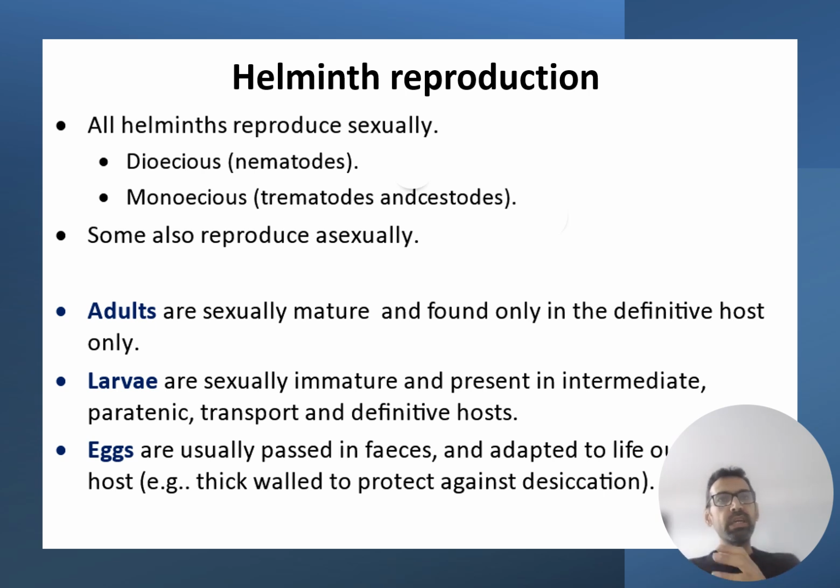Adults are the sexually mature stage of the helminths, always found only in the definitive host. Larvae are the sexually immature stage, and they are normally present in the intermediate host, where the first L1 and L2 stages are, and sometimes in a paratenic or transport host. In the definitive host, the L3, L4, and L5 stage larvae are present. Eggs are passed into the feces and adapted to life outside of the host.